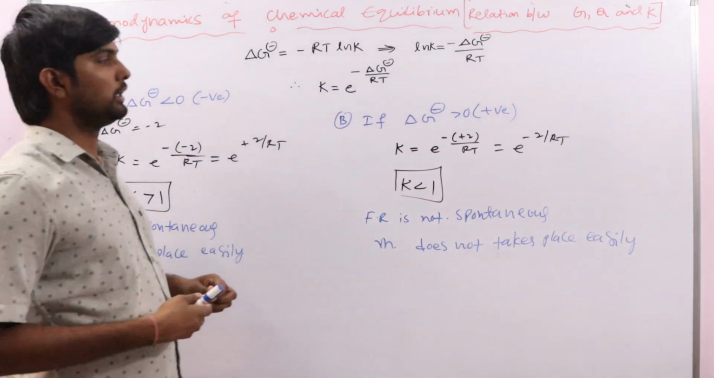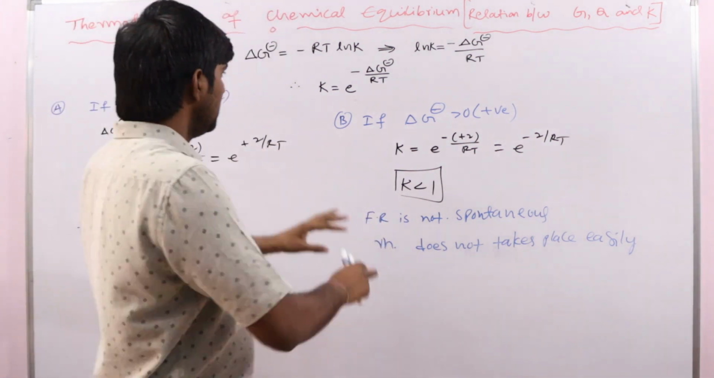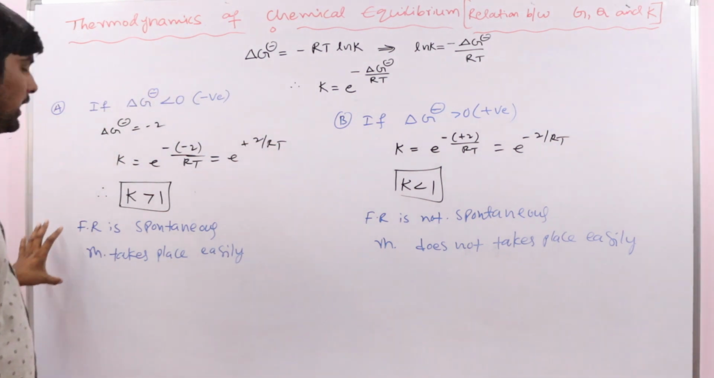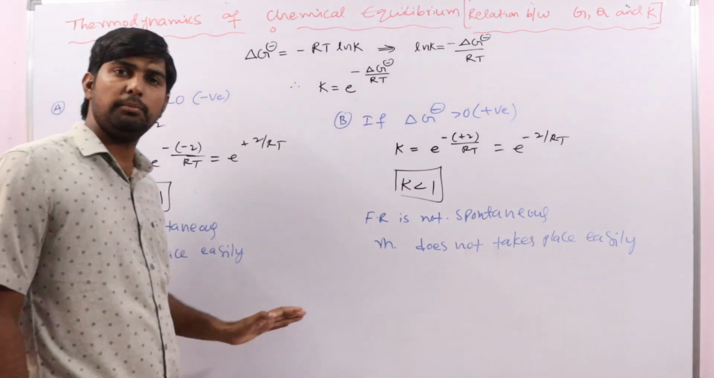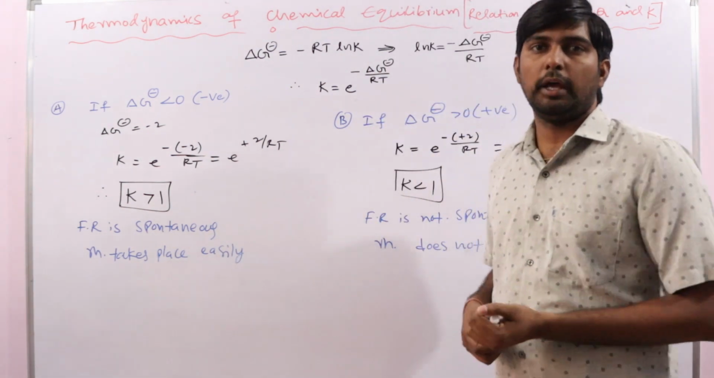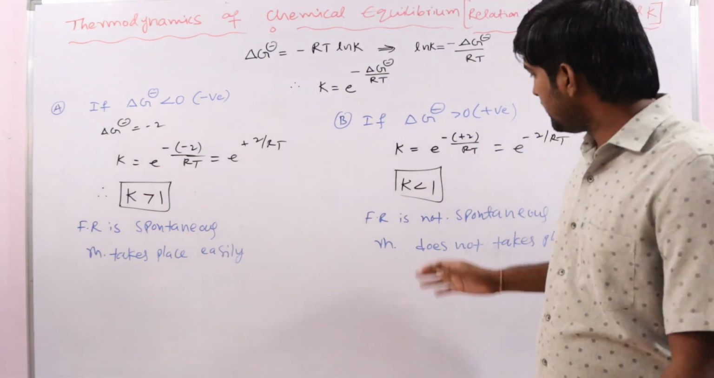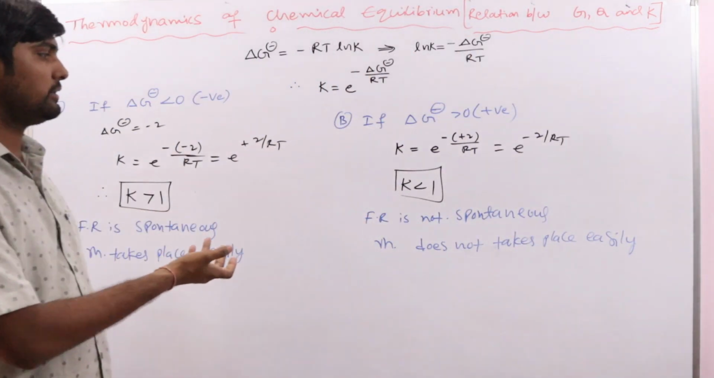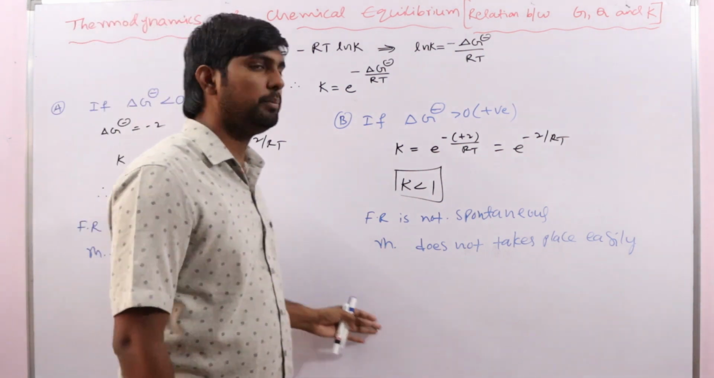Questions are asked in different ways, so understand this concept. From this relation we get all of these, yes or no? If K is greater than 1, generally the product concentration is more than the reactant concentration. K is less than 1, what is the meaning of that? Product concentration is less than reactant concentration at equilibrium.